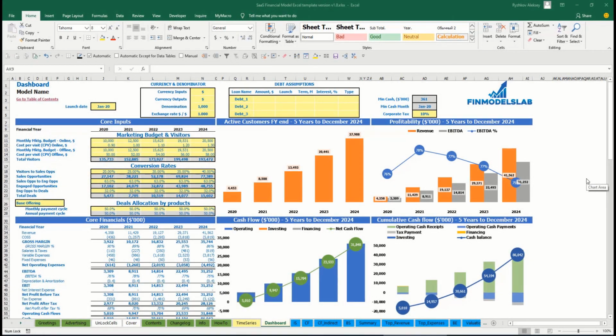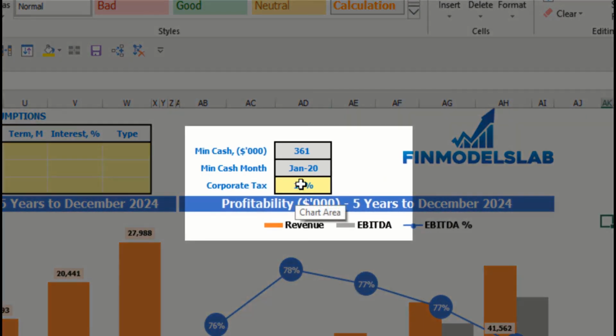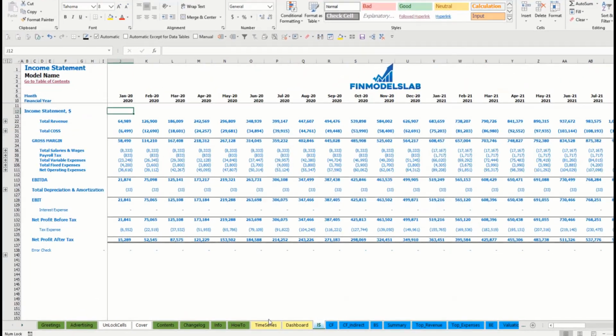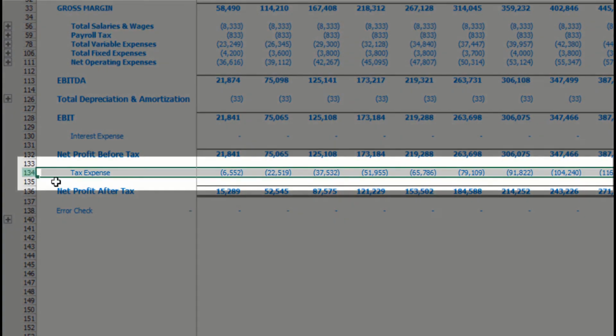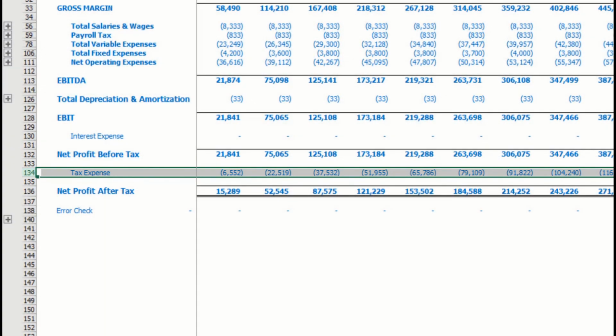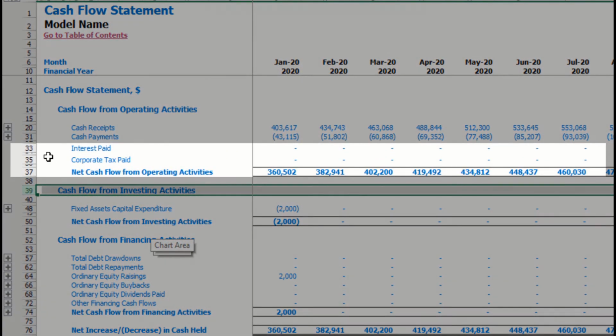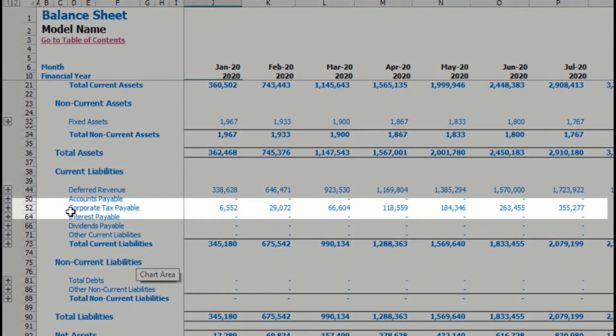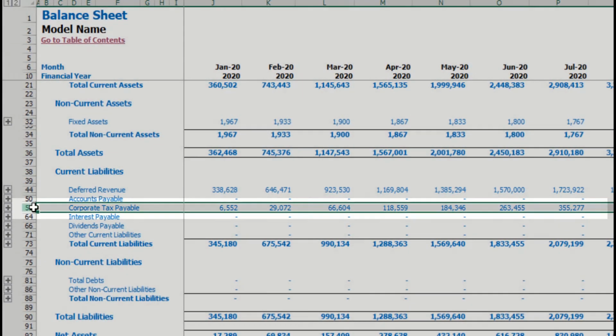Also, on the top of the dashboard you can set the corporate tax rate which works for your country. For example, it can be 30%, and you may see the calculation of corporate tax in income statement in the line tax expense. On the cash flow you may see the corporate tax paid. By default this is December. And on the balance sheet you may see the corporate tax payable by months.